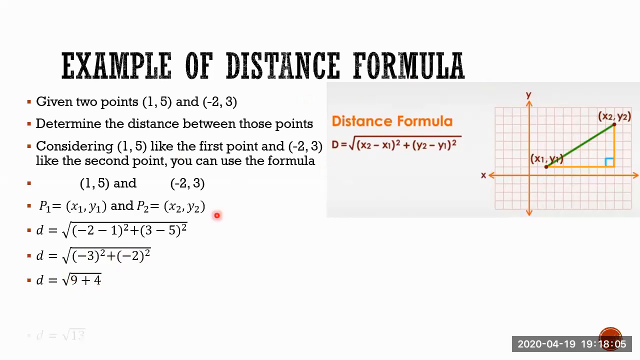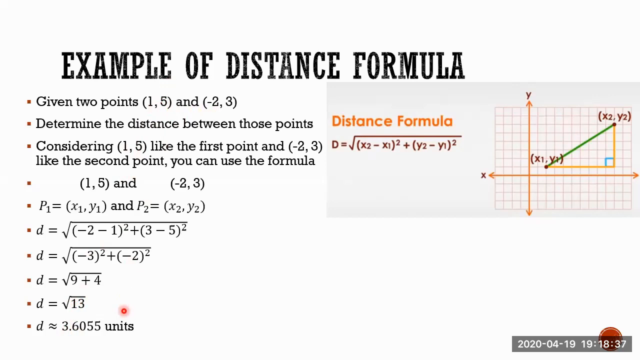Okay? So at the end, the distance between those points (1, 5) and (-2, 3) is the square root of 13, which is approximately 3.6055 units. It can be centimeters, it can be meters, it can be kilometers. Remember that these points represent a location. And practically what you're saying here is that the square root of 13 is the distance between those locations. Okay? This is an interesting idea, useful in physics too.